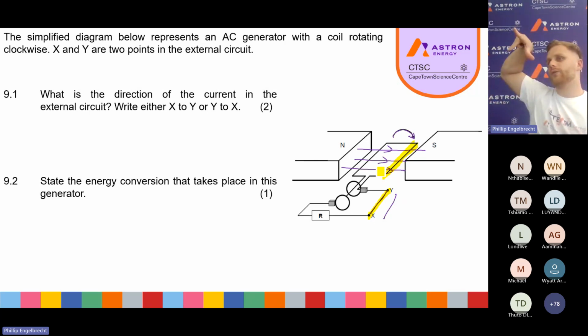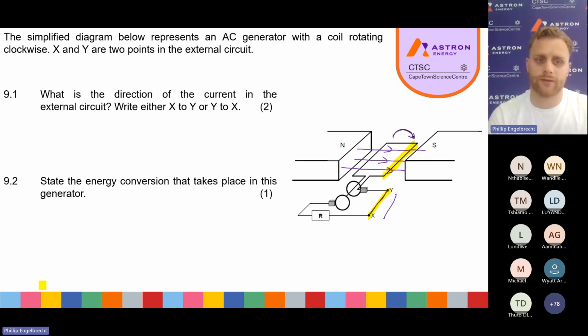And finally, I stick out my middle finger, and I see that it's going from Y to X. So the answer here, guys, let's take out a different pen. It is from Y to X.